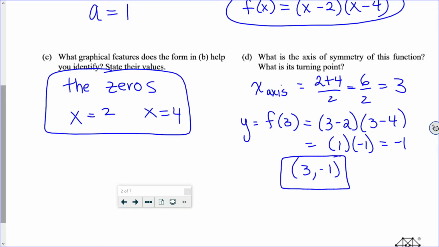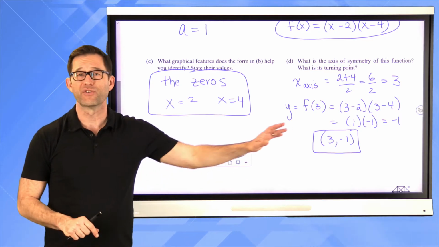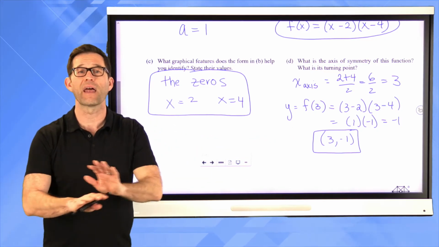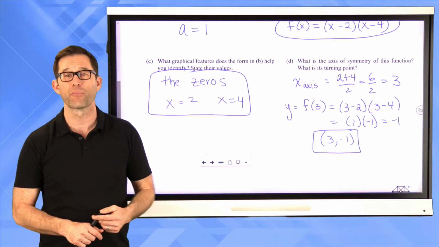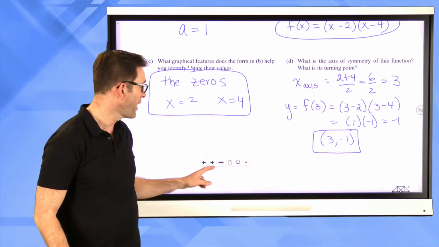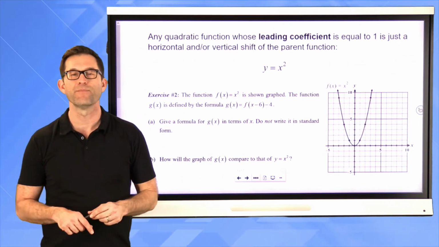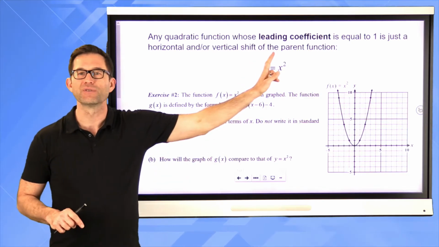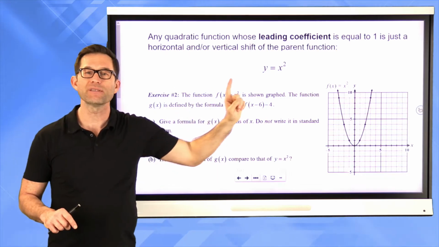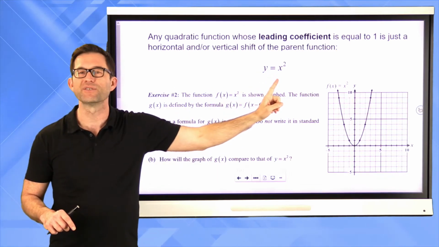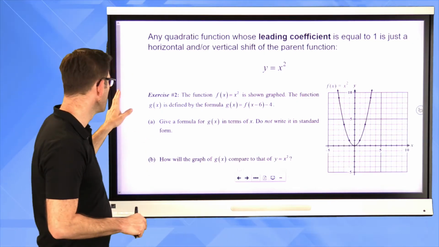And one thing is very, very clear to me, right? In the standard form and the factored form, the turning point is not obvious at all. The turning point, another name for it, is the vertex point of the parabola. That's not obvious at all when I look at the standard form. But now let's start to work towards that. Any quadratic function whose leading coefficient is equal to 1, like what we had in the last example, is just a horizontal or vertical shift of the simple parent function y equals x squared. Now let's play around with that idea a little bit.